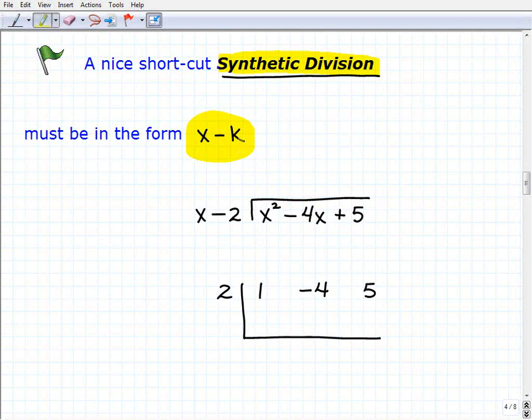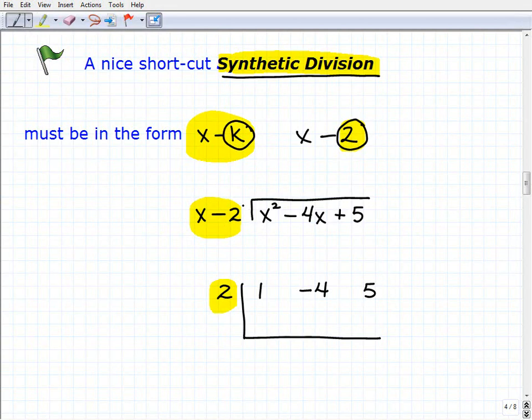So let's just make sure we understand what I'm getting at here. So x minus k means when the divisor is something like this, x minus a number or x plus a number. So for example, x minus 2, the k is 2. So we're going to be dividing by a 2 here, and I'm going to show you how that works. This is where this 2 is, x minus k, x minus 2 in this example. We're going to be using it in part of our procedure here in a second.